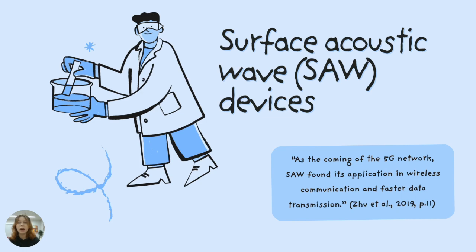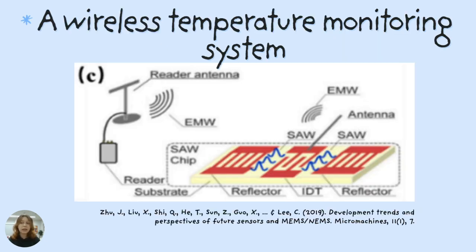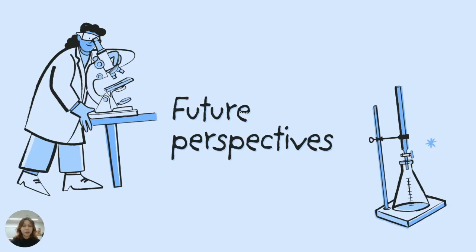Surface acoustic wave devices are electronic components that use sound waves traveling along the surface of a solid material, usually a piezoelectric crystal, to process signals. This design enables low-power, short-range communication, which makes surface acoustic wave tags ideal for applications like weapon tracking, humidity sensing, and automated traffic or assembly systems. In particular, you can see an example of surface acoustic wave devices in the illustration. So now, let's move on to future perspectives.